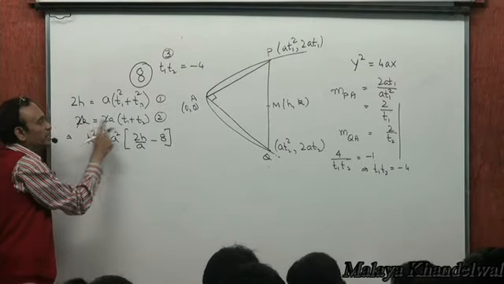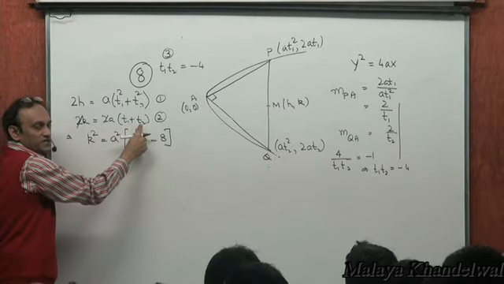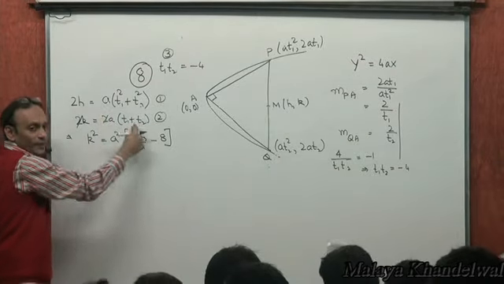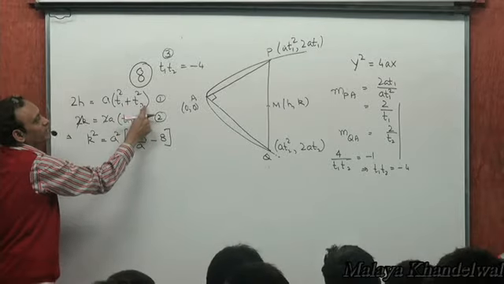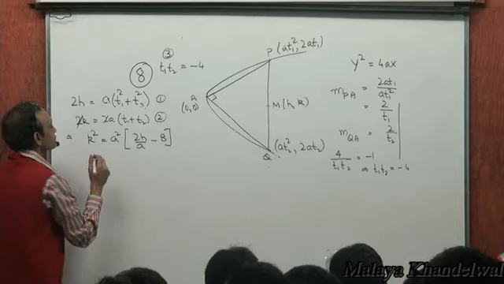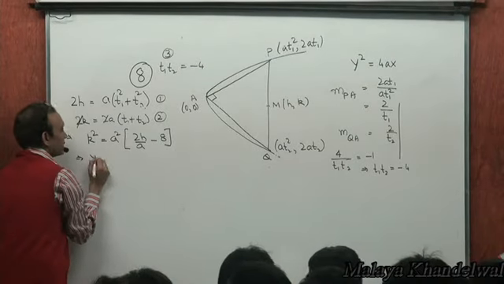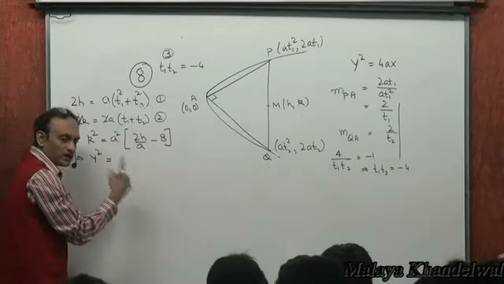When I square this, k squared is a squared into t1 plus t2 whole squared, which is t1 squared plus t2 squared, which is 2h by a plus 2 t1 t2. 2 t1 t2 is -8. Yes or no? Right. So now I can generalize this.